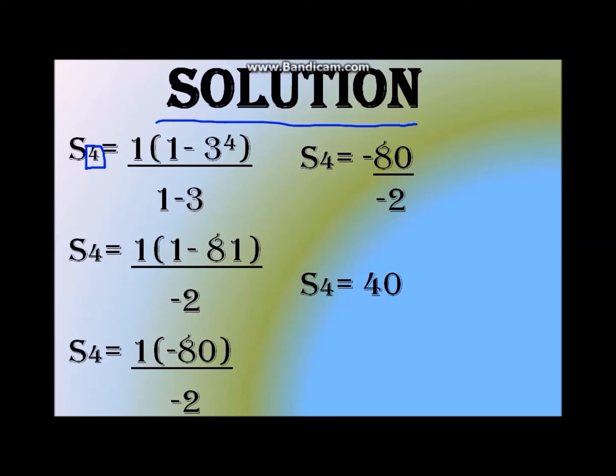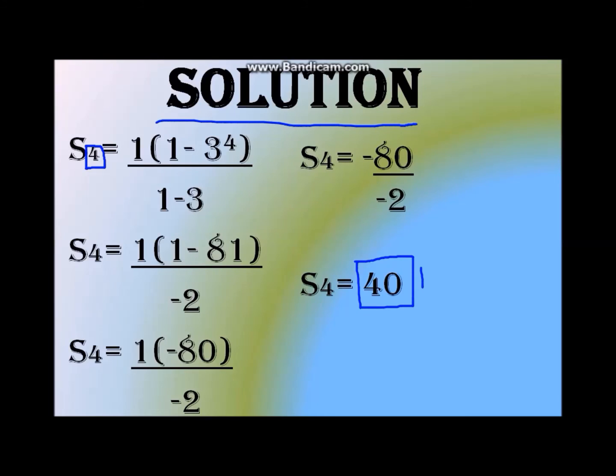By simplifying the numbers within the parentheses, we will have S sub 4 is equal to 1 times the quantity of 1 minus 81 divided by negative 2. By solving the numbers within the parentheses, we will have S sub 4 is equal to 1 times the quantity of negative 80 divided by negative 2. By multiplying 1 and negative 80, we will still have negative 80. So next will be S sub 4 is equal to negative 80 over negative 2. So simplify, and we will have S sub 4 is equal to 40, and 40 is our final answer.